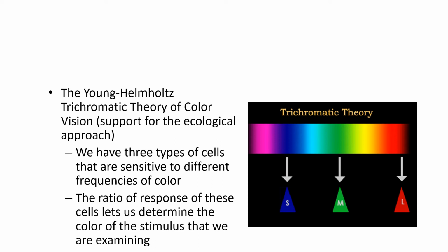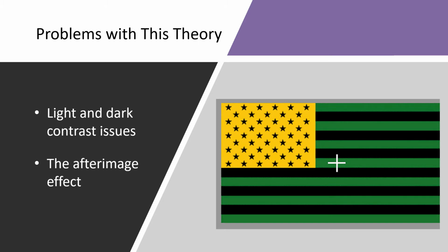Of course, as I mentioned before, we're just going to look at one theory. We're going to look at other theories as well. And that's because this Young-Helmholtz trichromatic theory of color vision ran into a bit of an issue as scientists started to pick at it a little bit further. And this issue is actually something that we can replicate here in this class.